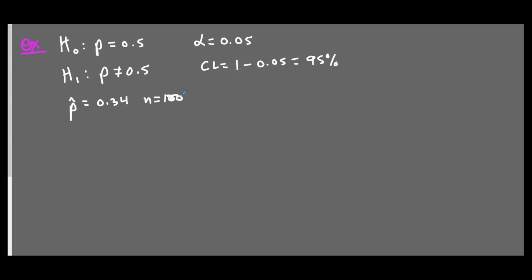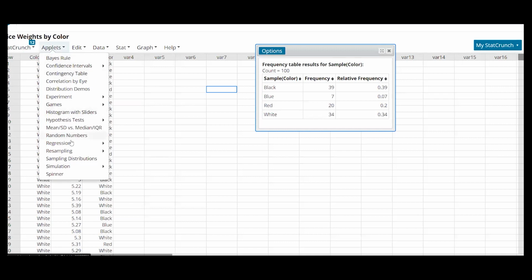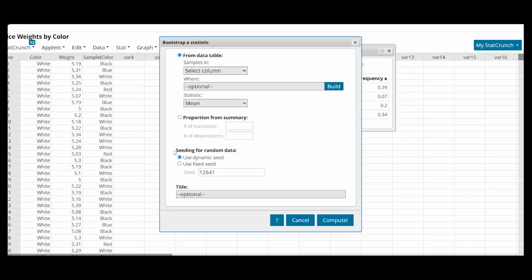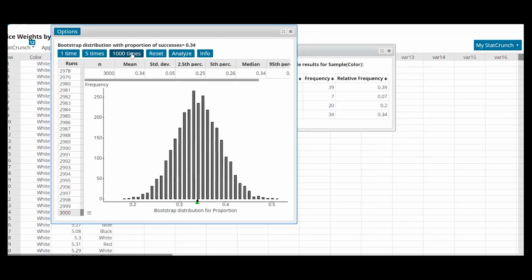So now I want to bootstrap the sample proportion to get an estimate for the population proportion of white dice. And I'm going to use this sample where I got 34 out of 100 that were white. So let me pick applets, resampling. I want to bootstrap a statistic. I'm going to use proportion. I got 34 white dice out of 100. And I'm going to run the bootstrap simulation 10,000 times.